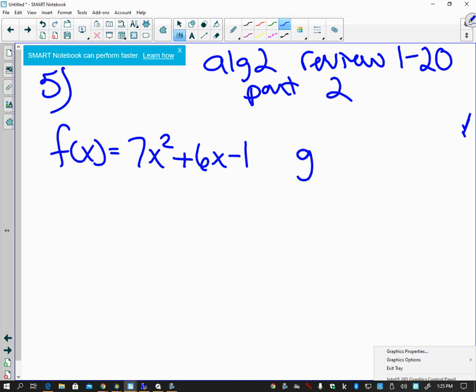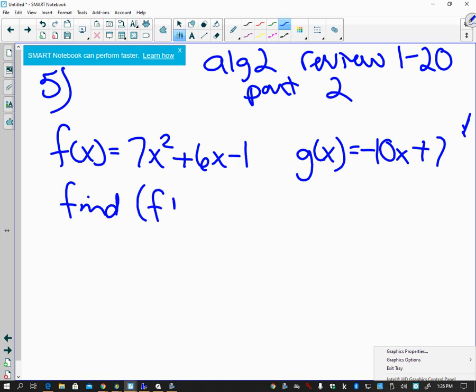Okay, you're going to be given a g of x, something along the lines of negative 10x plus 7. Okay, you're going to be asked to find f plus g of x. Okay, it's fairly simple. What do I do with those two equations? Add them. So I'm going to write it out.